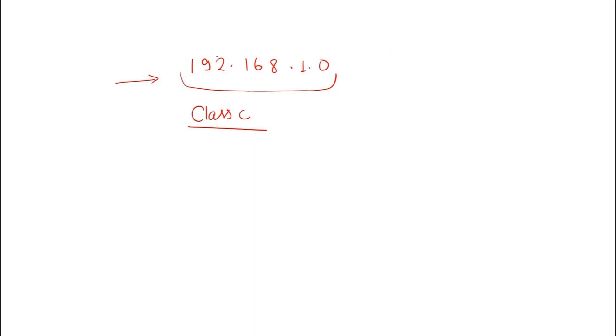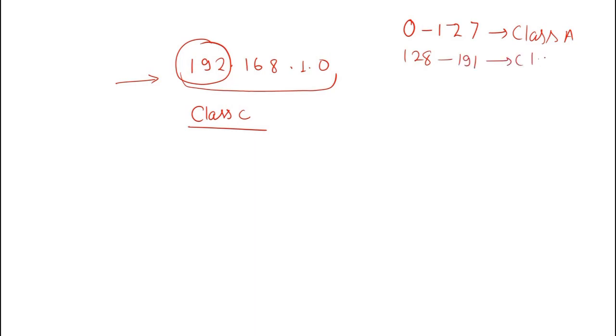Not a problem. Whenever we want to check which class it is, we just look at the first octet. If the first octet range is from 0 to 127, then it is class A. If it is from 128 to 191, then this is class B. If it is from 192 to 223, then this is class C. And after that, 224 to 240 is class D.